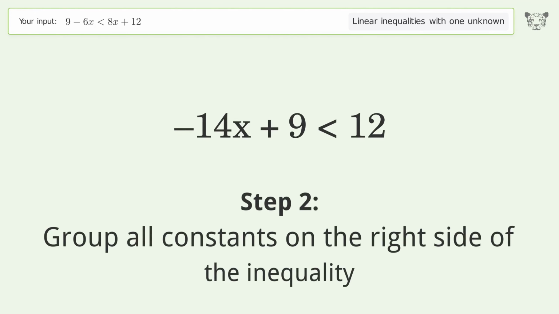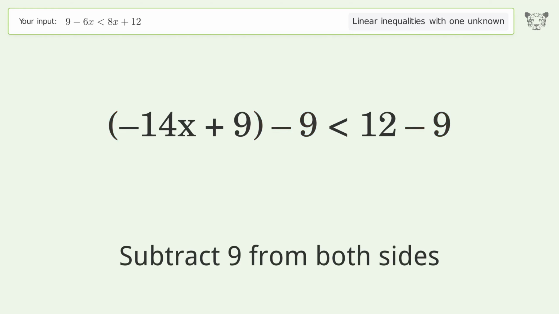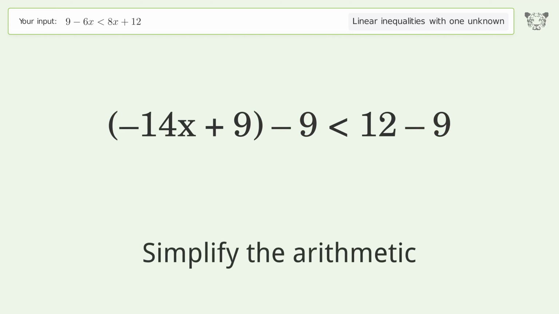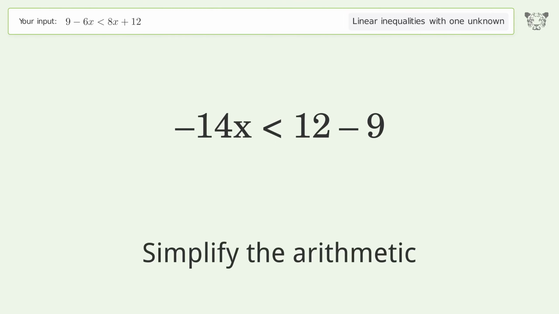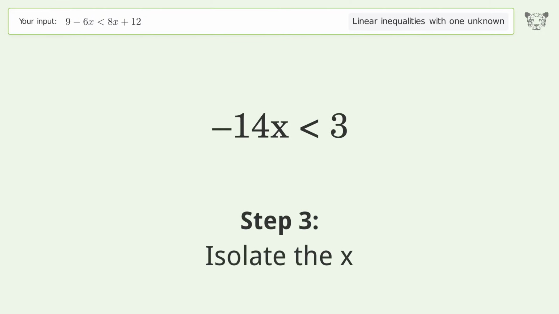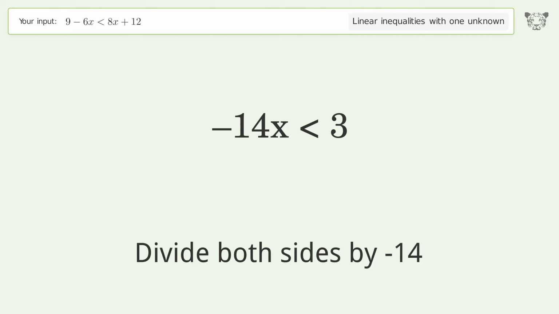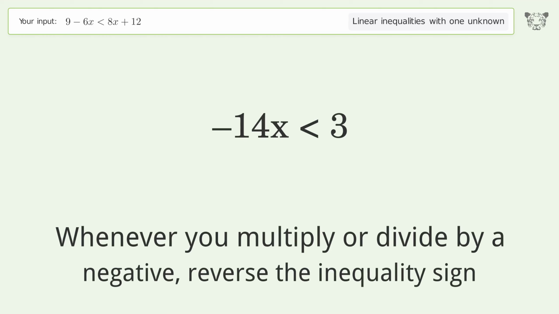Group all constants on the right side of the inequality. Subtract 9 from both sides. Simplify the arithmetic. Isolate the x. Divide both sides by -14. Whenever you multiply or divide by a negative, reverse the inequality sign.